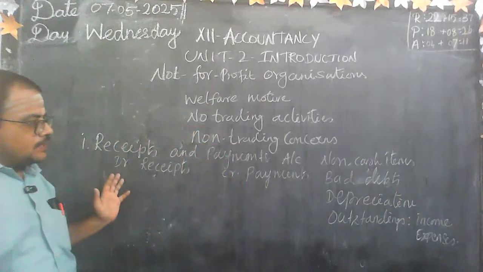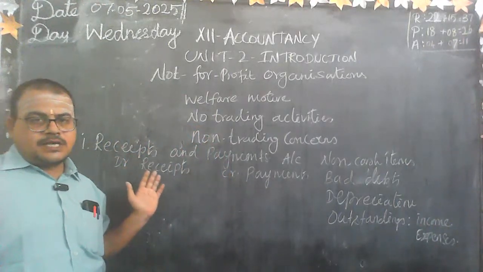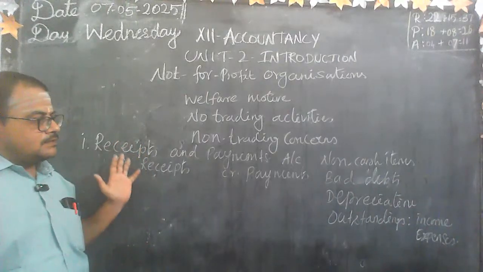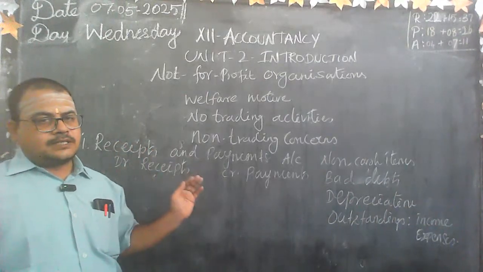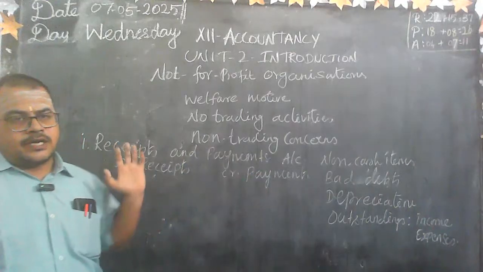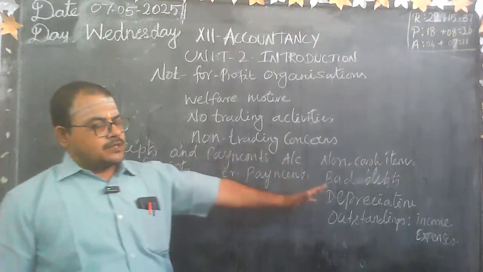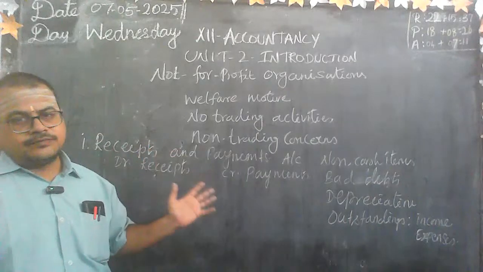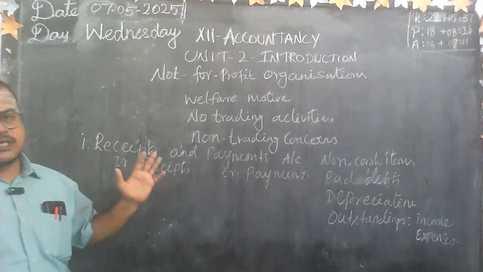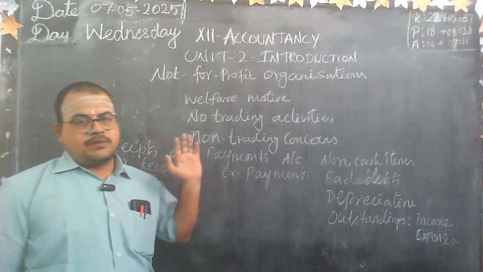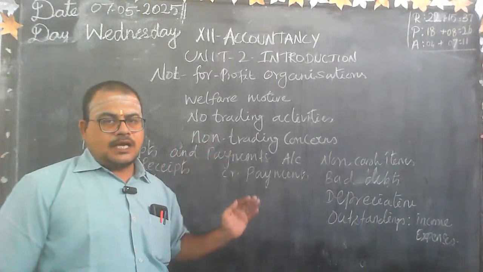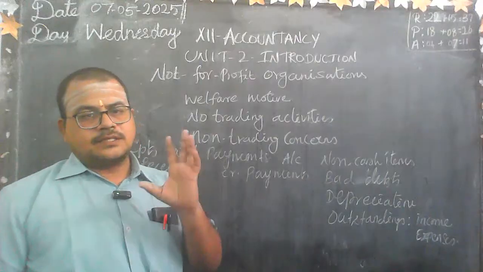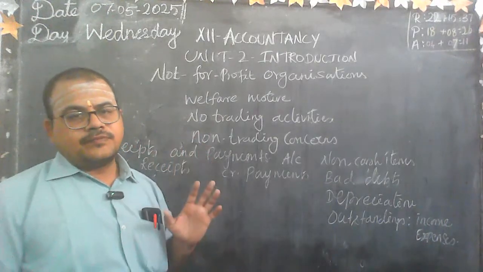So this account is prepared on the basis of cash basis. Only the cash transaction should be recorded. Non-cash items should not be recorded. What is the nature of this account? The nature of this account is real. The receipts and payment account is a real account in nature because it deals with cash. Cash is real. Okay.